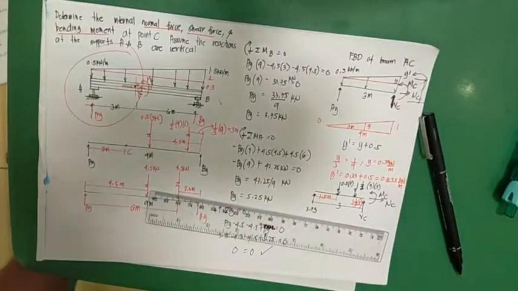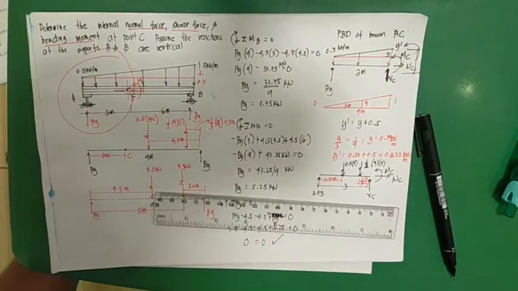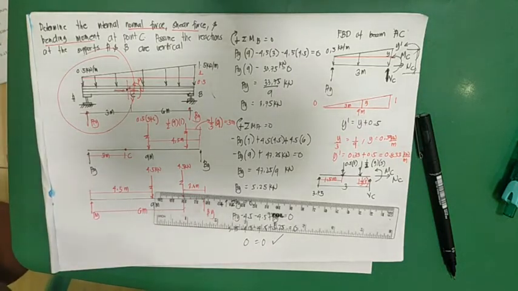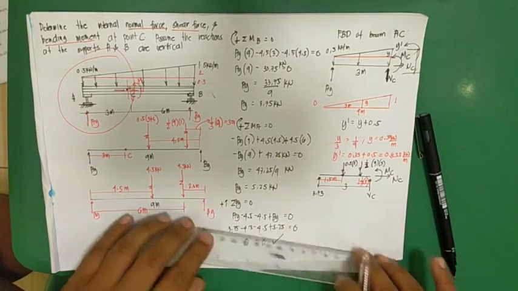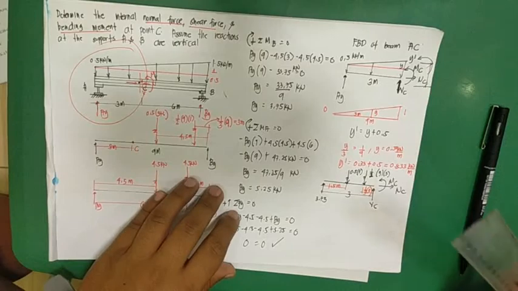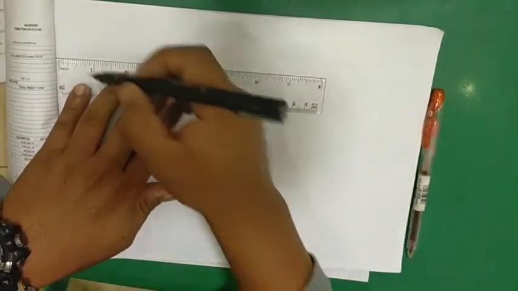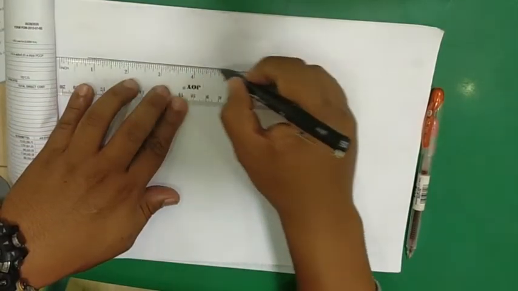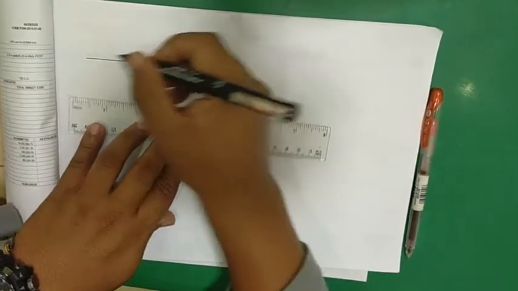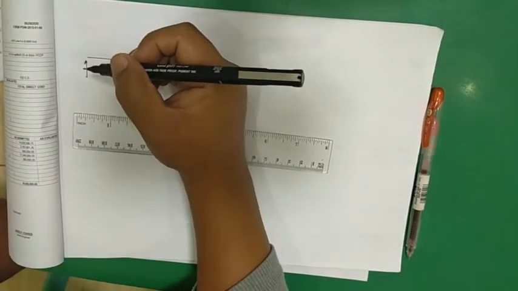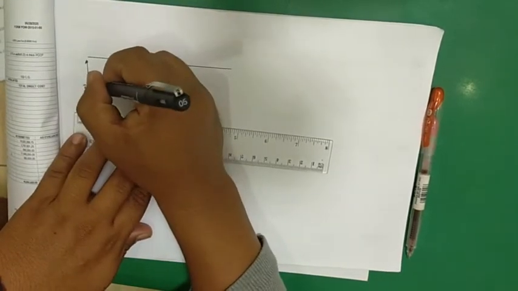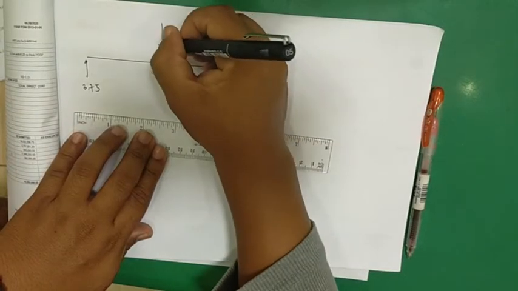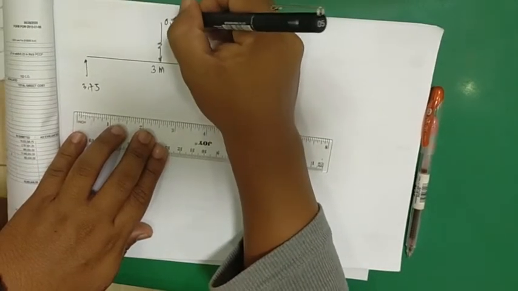Okay? Still visible or not? I think it's not enough. You can use another paper. So, from that, we will zoom. This is 3 meters. This is 3.75. This is 0.5 times 3.